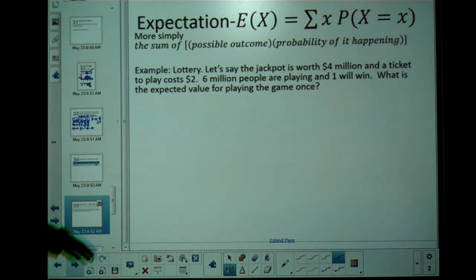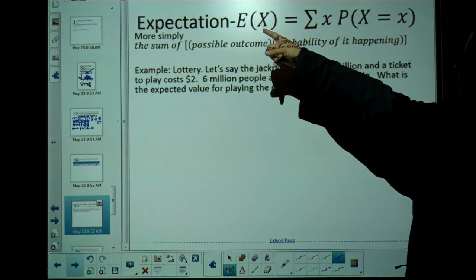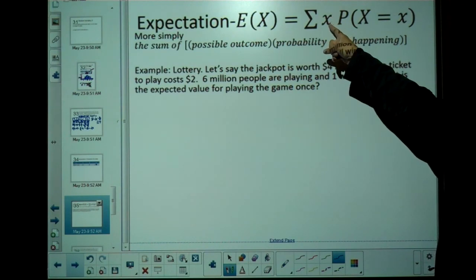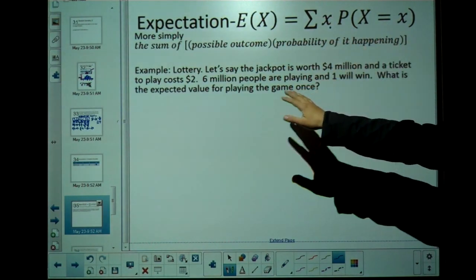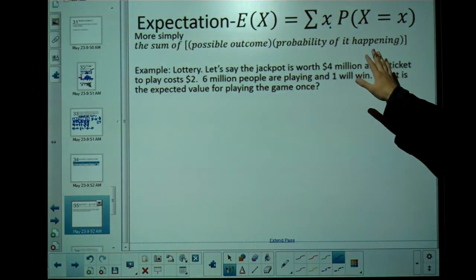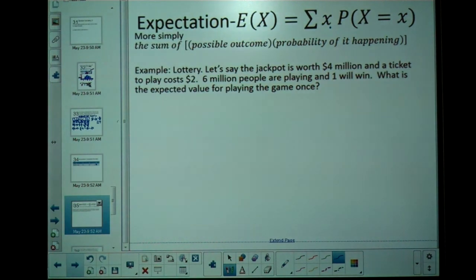So the calculation up here might look a little bit horrible. It is a capital E of X, expectation of the random variable X. It says we're going to add together what the outcome is multiplied by its probability of happening. And I've got that written right here. I think this next line is probably going to be more useful to you. The sum of the possible outcome multiplied by the probability of it happening. So here's our example, the lottery.